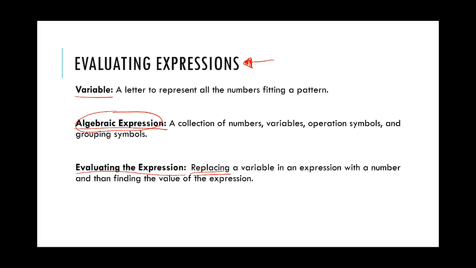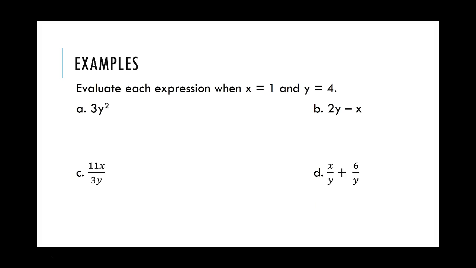If you need time to pause and fill in, make sure you do that along the way. So we'll look at a few. I gave you up here, it says evaluate each expression when x equals 1 and y equals 4. So for all of these, A through D, x will be 1, y will be 4. If I look at this first one, A, 3y squared. Before I plug anything in for the variables, I like to say you might as well put parentheses around or in the space of that variable.